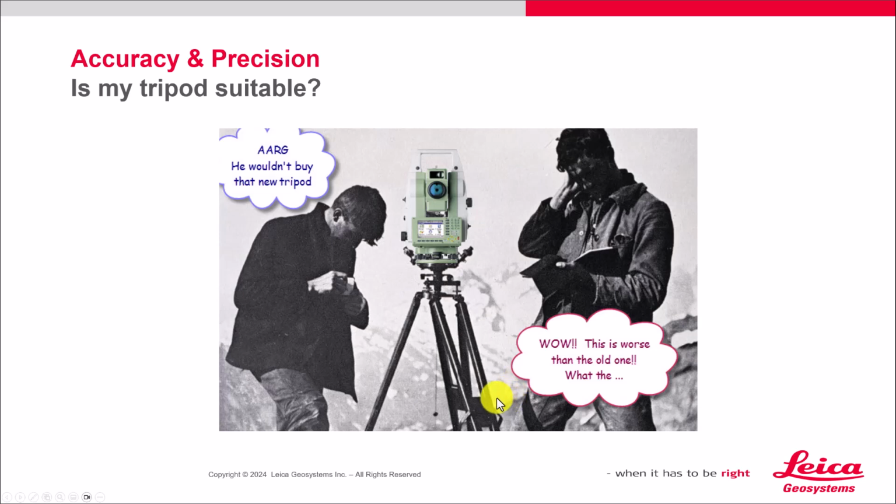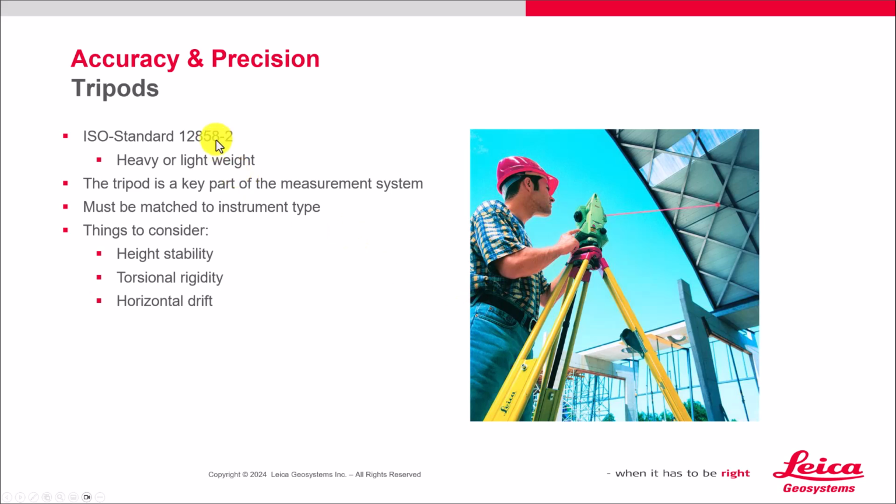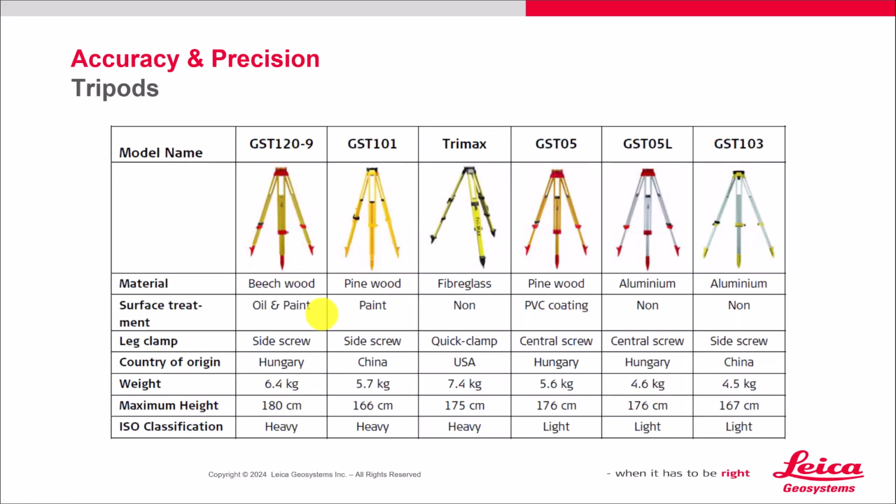Okay. Now, let's not neglect tripods. So why wouldn't he buy that new tripod? Well, this is worse than the old one. So you've got this fancy piece of equipment and an old rickety tripod. Well, you do need a nice tripod. There's a standard for it: heavier, lightweight. Things to consider: height stability, torsion rigidity, horizontal drift. Of course, you can't help some of that if you're set up on ice that's melting or freezing. Got a lot of different models here.